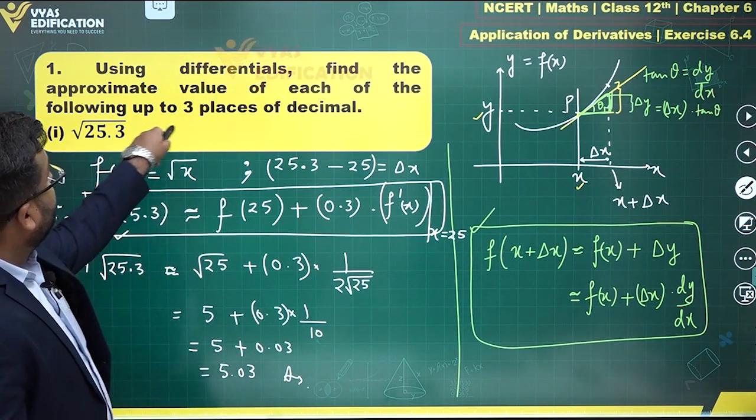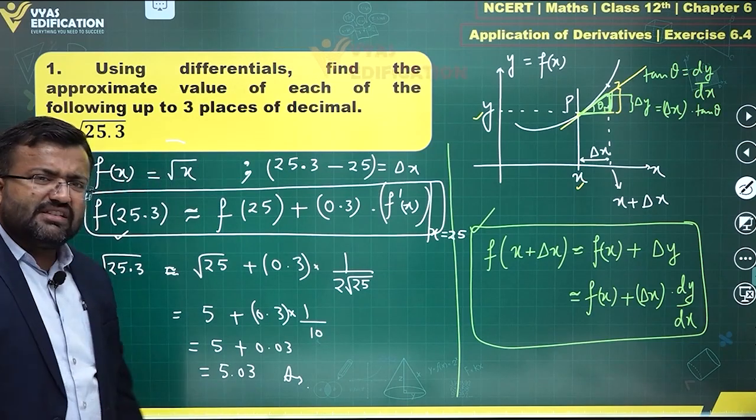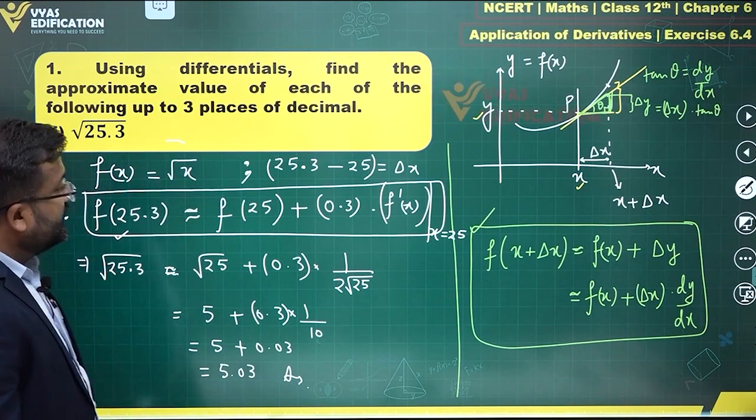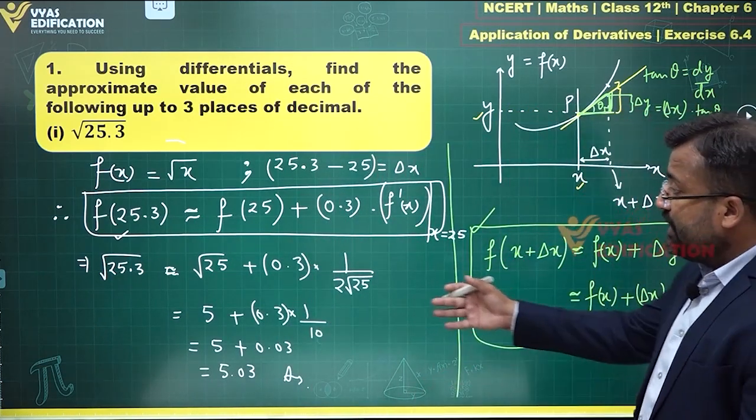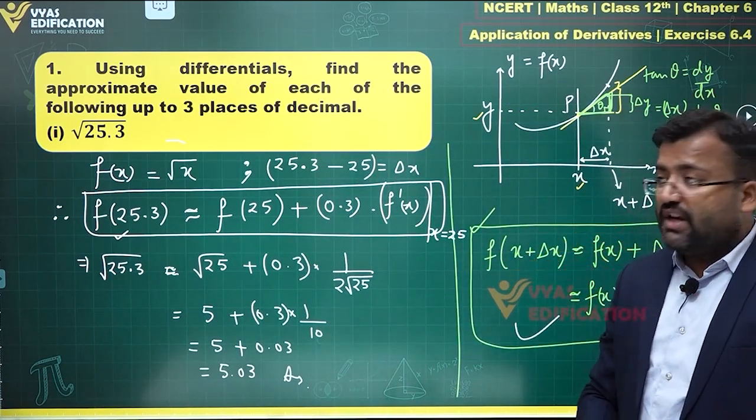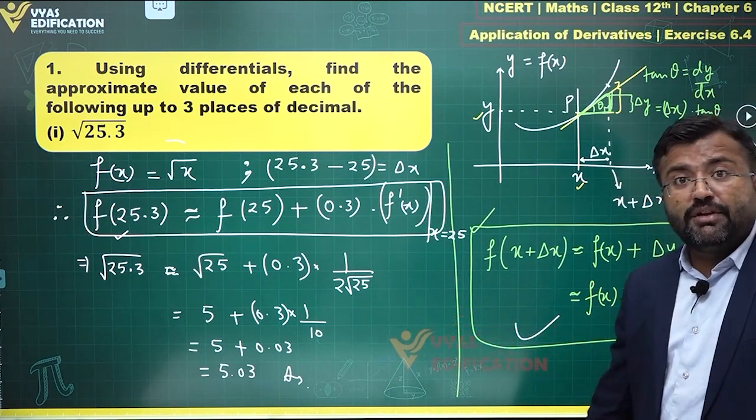Up to 3 places of decimal, so we are getting only 2 places. Let's see. This is 5.03, and yes, using this idea, we have found the approximate value of square root of 25.3, as you can see behind me. That's a complete solution for this.